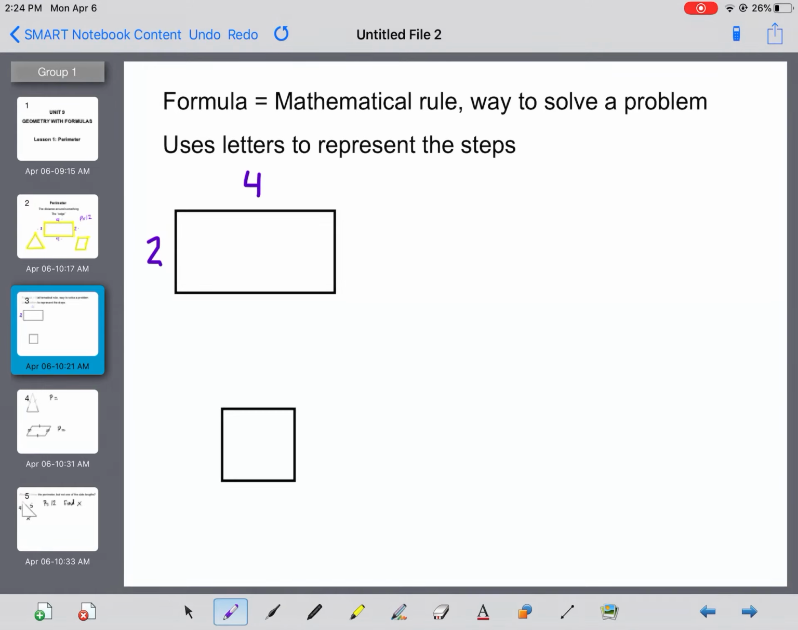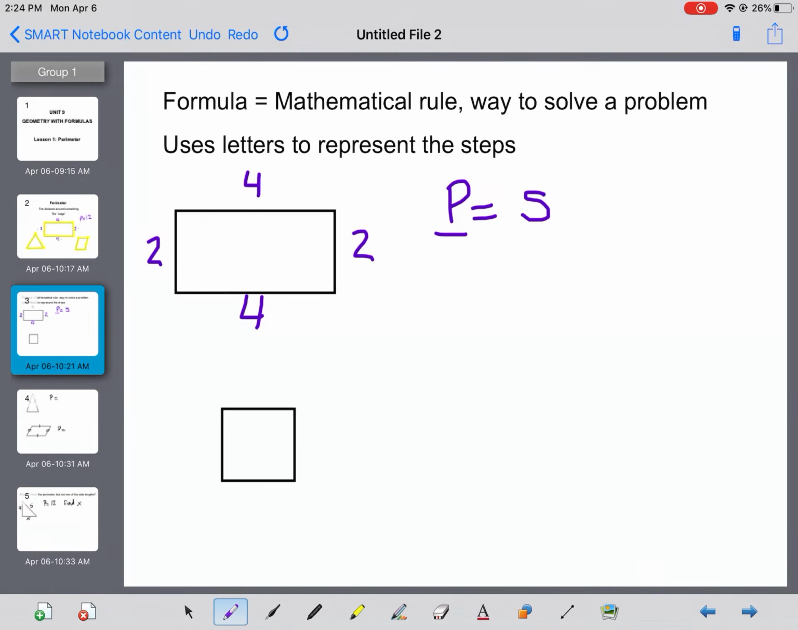So let's start with this rectangle here. Same rectangle as before. We have the same measurements, so we already know what the perimeter is going to be. However, we are going to use a formula to figure out what the answer would be, imagining we don't actually know what it is already. So what formulas do is they use letters to represent the steps. So since we're finding the perimeter of a shape, we're going to represent that with the letter P. We're trying to find perimeter. And then really the rest of the formula just shows the steps that you are going to do.